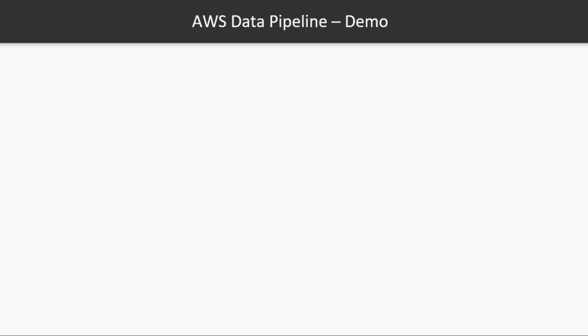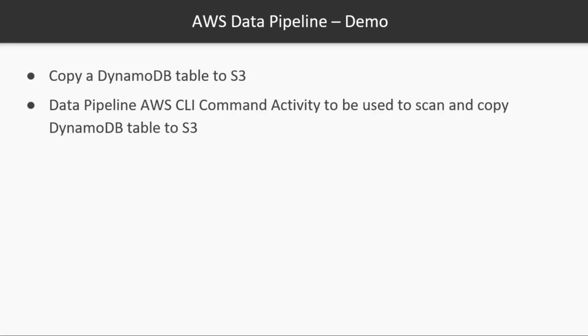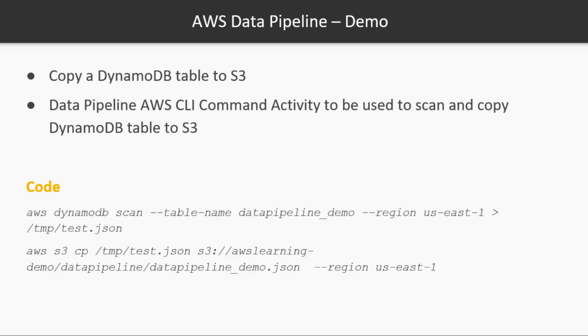Now let's do a small demo using an AWS Data Pipeline. We'll copy an existing DynamoDB table to S3. We'll use the AWS CLI command line activity to scan and copy the DynamoDB table to S3. Here is a pseudocode of the AWS CLI command which we'll be using as a part of this demo. The first line scans an existing DynamoDB table named data pipeline underscore demo in the region North Virginia and stores it into a temporary location. This file is then uploaded to an S3 bucket in the same region.